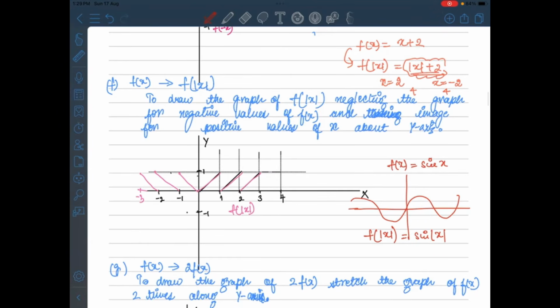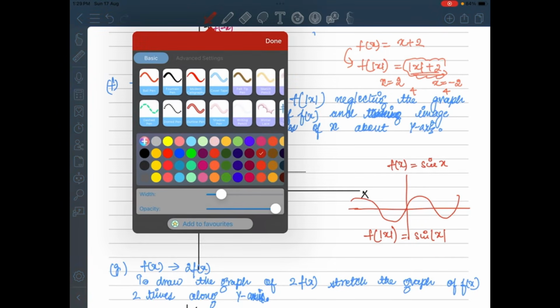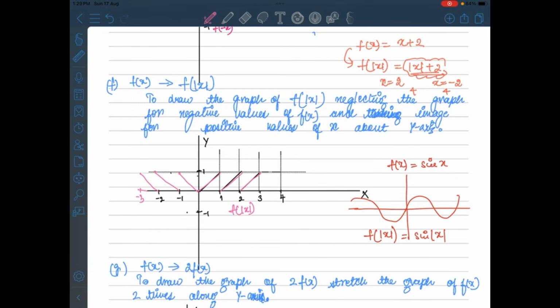As I said, let me use another color for this. You forget about the graph on this side. Whatever is on the right side, that mirror image you take. So now it will come like this. You have erased the left side, and now the reflection of this is this. So this is the graph of sin mod x. Alright. Moving forward.